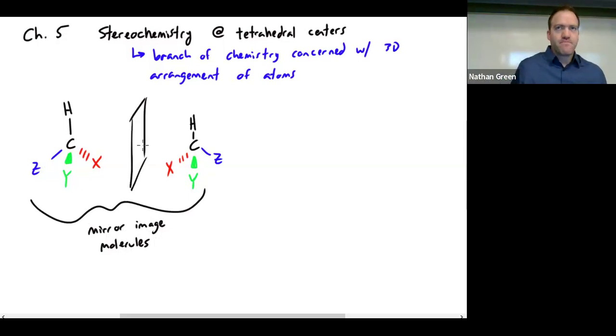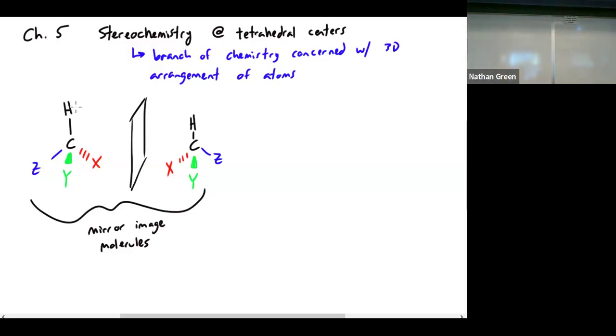Here's the complication. These 2 molecules look identical to each other, right? It's got an X, a Y, a Z, colors are all the same. X is on a dash, Y is on a wedge, hydrogen's in the plane. This is the same molecule, right? That I just drew twice. Well, it's not. What I'm going to do is pick up this molecule and I'm going to grab it by the hydrogen and I'm going to spin it like a top.